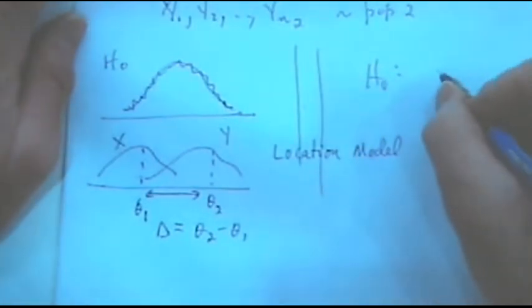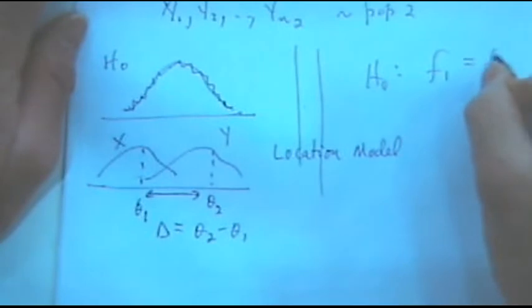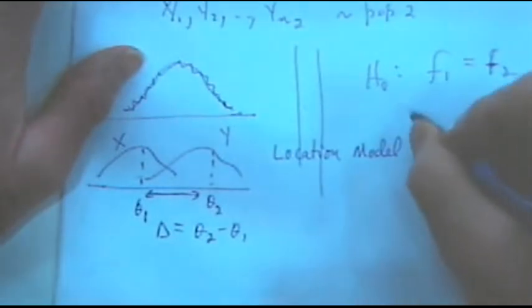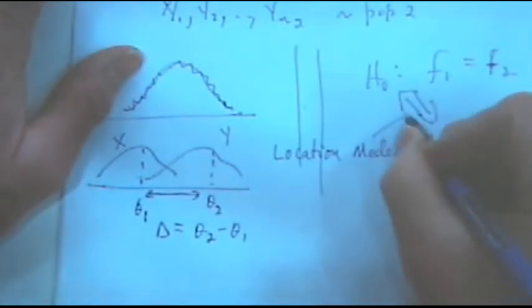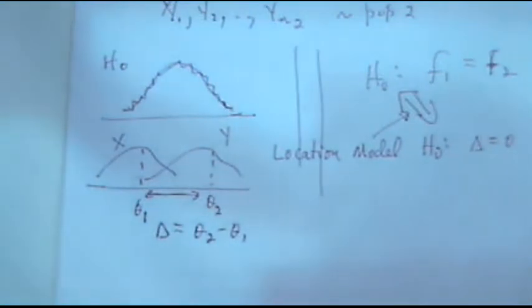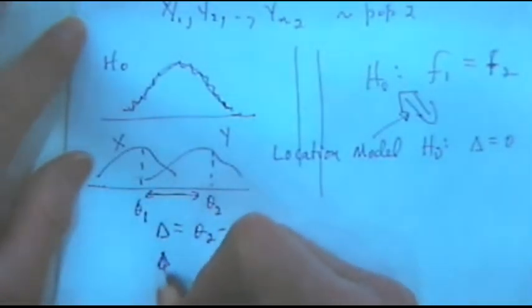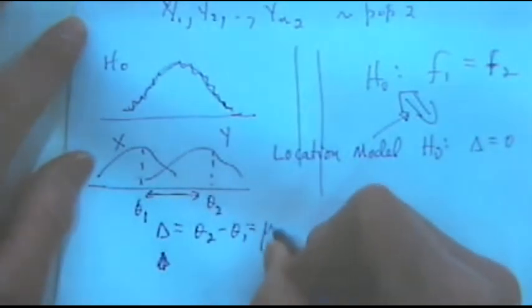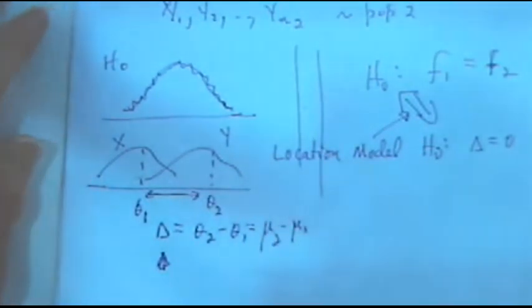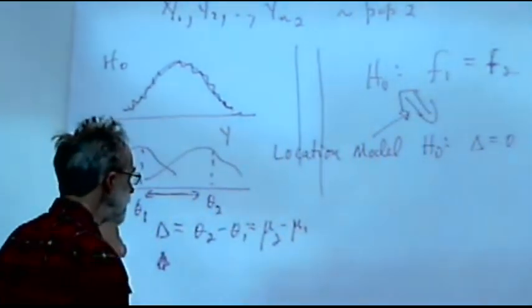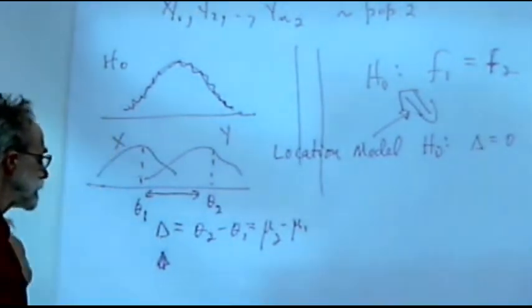In the location model, the population distributions are the same. And here you get the same H0, delta equals 0. We just have the assumption of location. Also, these could be the means, so delta is a difference in means. You read textbooks where they make a big deal that this is a difference in medians, but when you go to the location model, it's a difference in medians too.